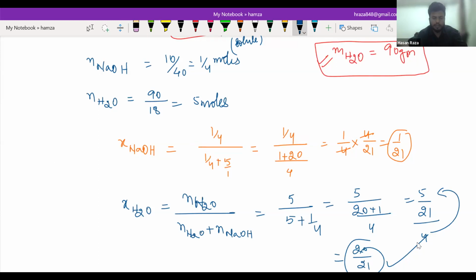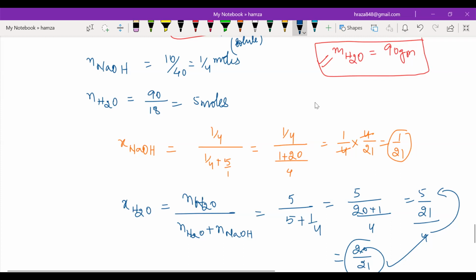It's very easy to calculate the mole fraction. Please let me know if you are done with this.